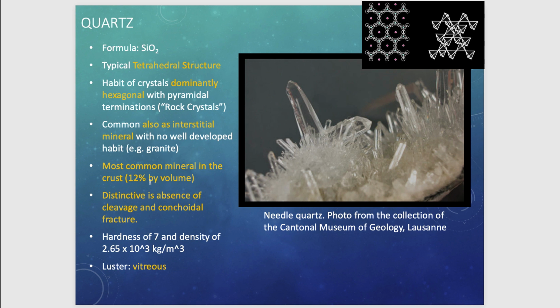And yeah, it's commonly an interstitial mineral. It tends to have these well-developed crystals, but it can also be anhedral, which means that it doesn't have a proper shape. Sometimes it will form veins in a rock that essentially follow pre-existing fractures. It's the most common mineral in the crust, 12% by volume. Distinctive is the absence of cleavage, and its conchoidal fracture, as already said, and it's quite hard with a 7, and its density is classically 2.65. The luster is vitreous because it looks like glass basically, and in fact it does have the same composition, but just with a different structure.